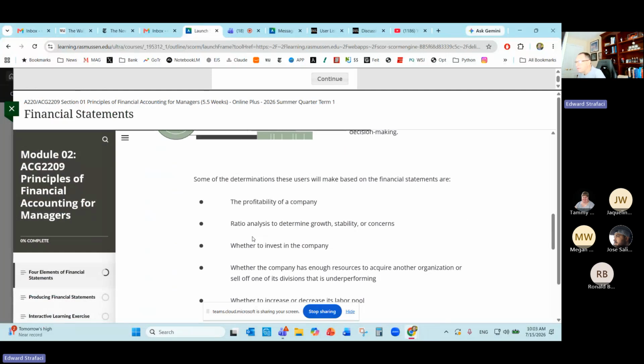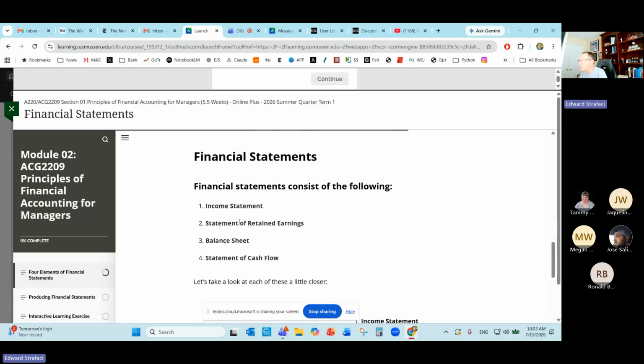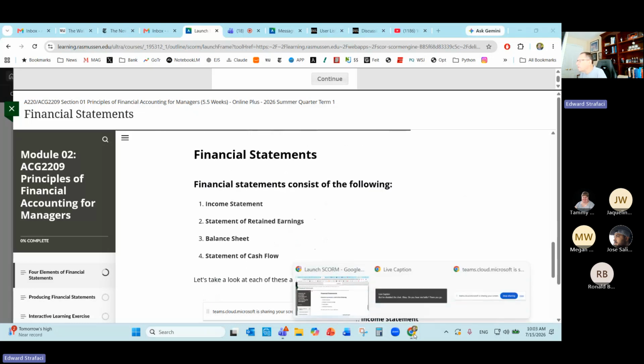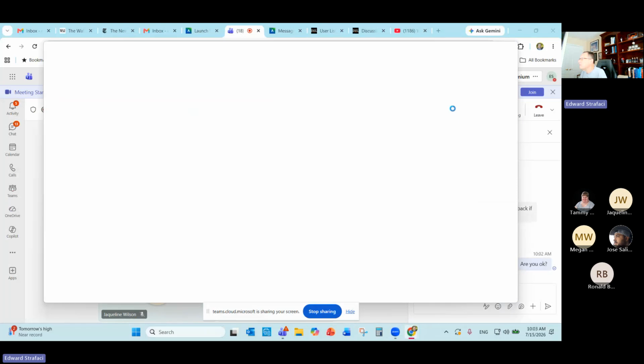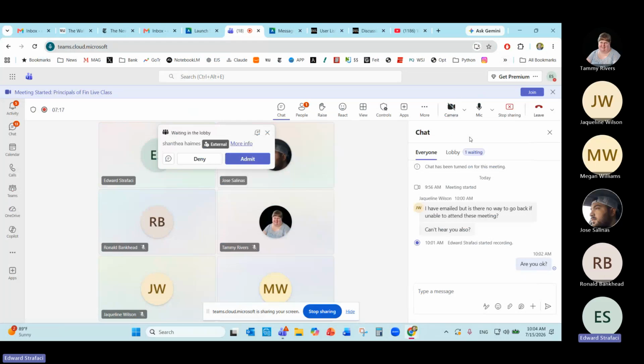We could do ratio analysis. We use the statements to see whether we want to invest in a company or whether a company has enough resources to acquire another organization, sell off its divisions that are underperforming, or whether to increase its labor pool. These are all ways where we could use financial statements.